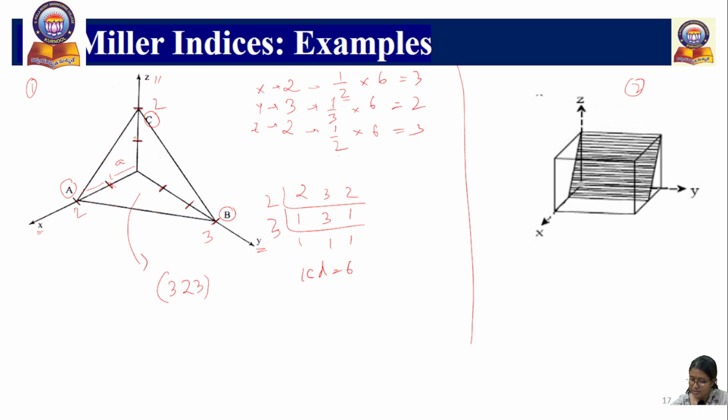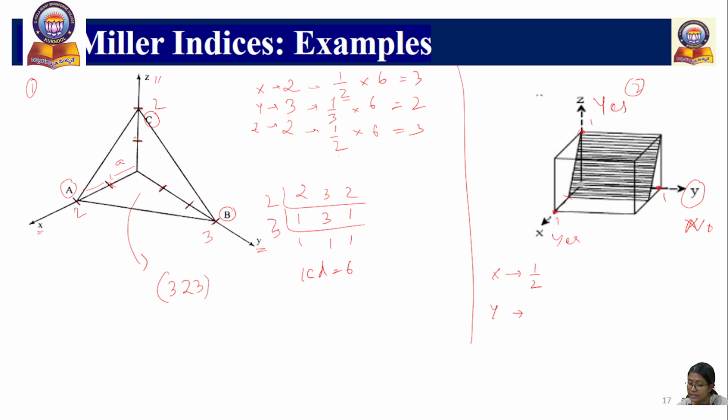Here you can see there is a unit cell. So that means this is 1 along x, this is 1 along y, and this is also 1 along z. Now this plane, is it cutting the y-axis? No. Is it cutting the x-axis? Yes. Is it cutting the z-axis? Yes. So now let us find the intercepts. Along the x-axis, where is it cutting? At half. So our intercept is half.